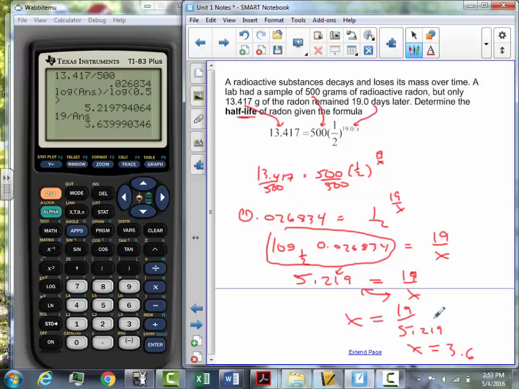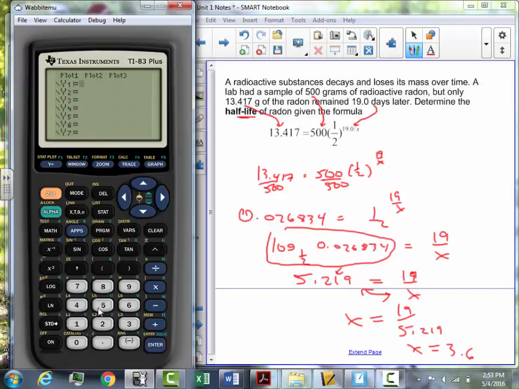But I got a better idea. The better idea would be to go y equals, type in 3.419. Also type in 500 times bracket 1/2, or 0.5, to the power of 19 over x. So I'll just type in both equations. I'm going to make my window a little bit bigger. Let's make this go as high as 25 maybe. I just want to get a picture of this.